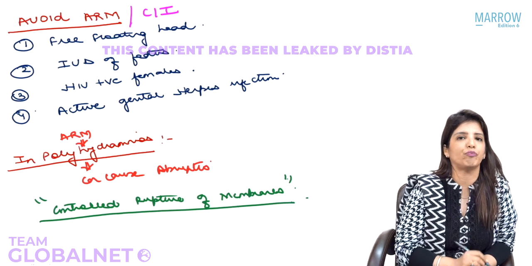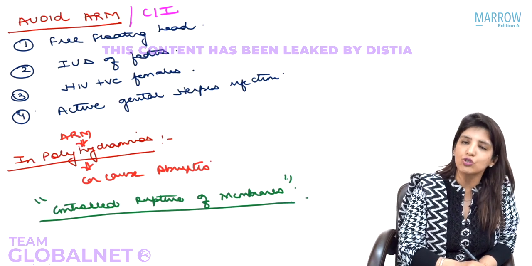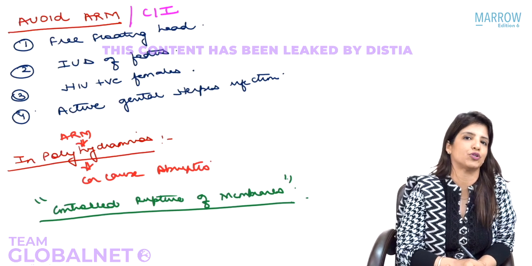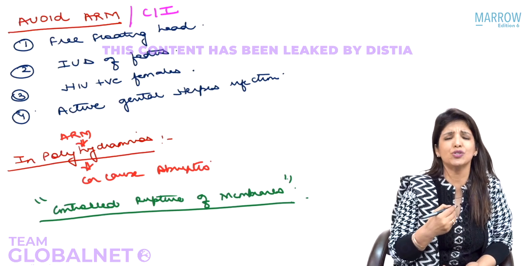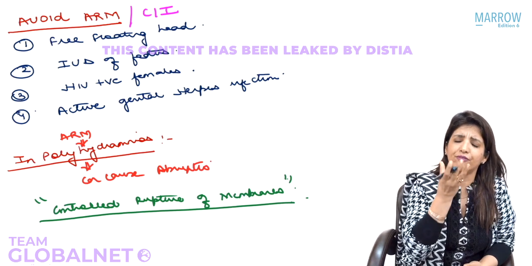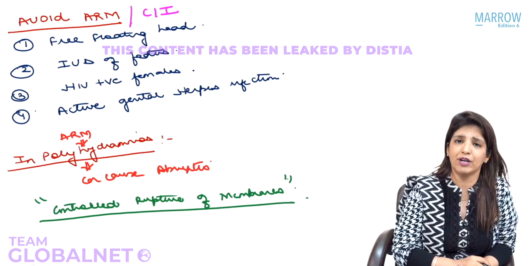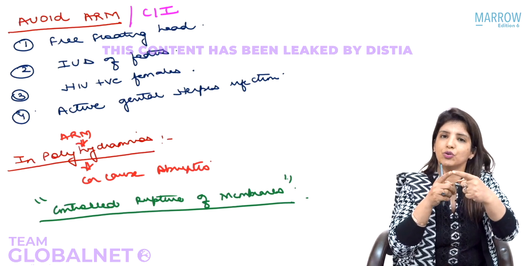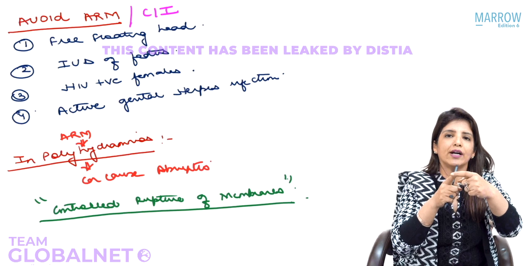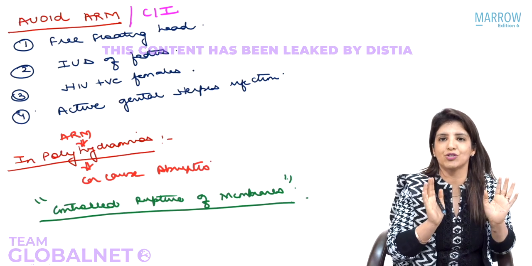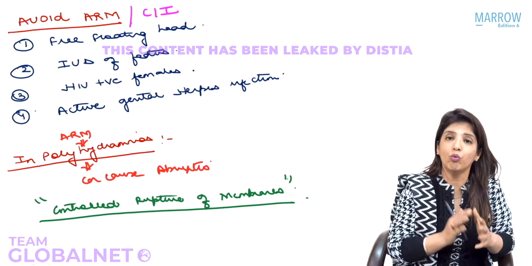So in case of polyhydramnios, we do not do artificial rupture of membranes. We do go for a controlled rupture of membranes. But see, this is so much easier said than done. The membranes are very tense in polyhydramnios. So many times when you are taking the needle and you are guarding it with your finger, only the membrane gets ruptured. Right? Now what to do?